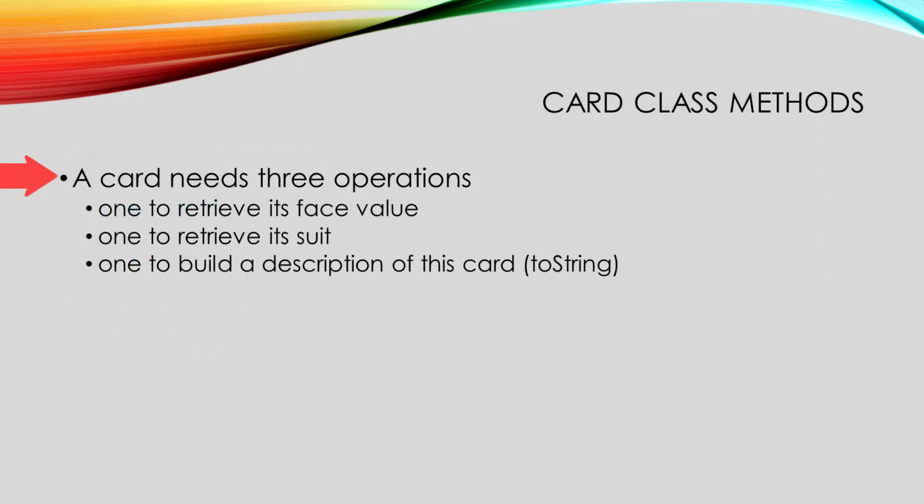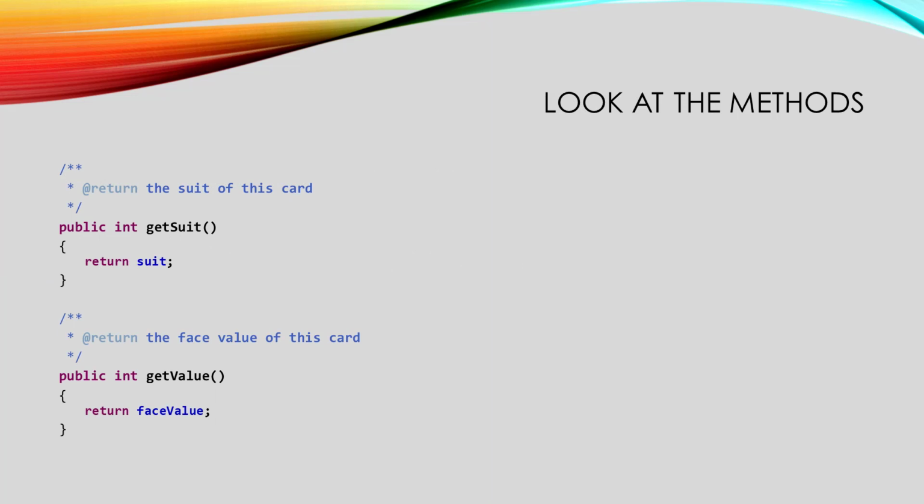Our cards need to be able to do three things. They need to be able to tell us their face value and their suit, and then we need to give them a good toString method to describe themselves. Here are the methods that we can use to ask a card for its face value and its suit. We'll talk a lot more about toStrings soon.